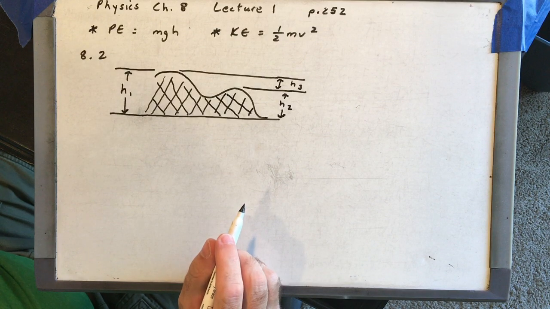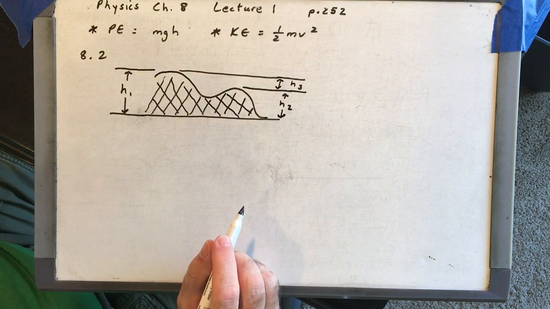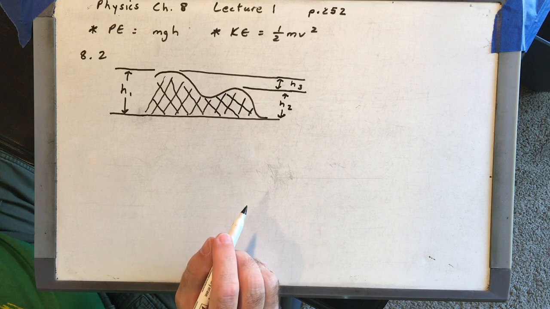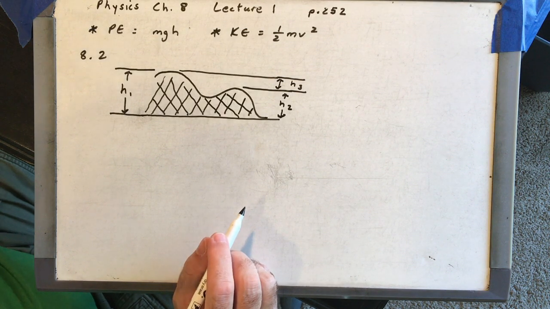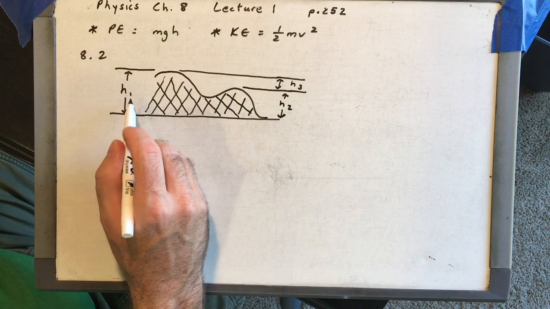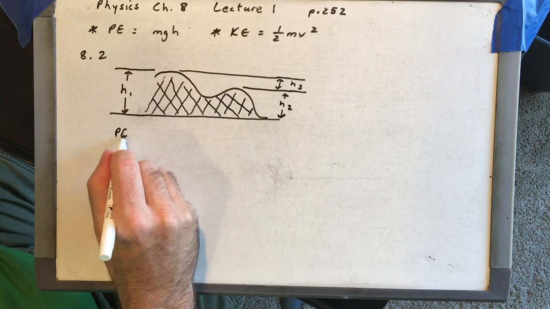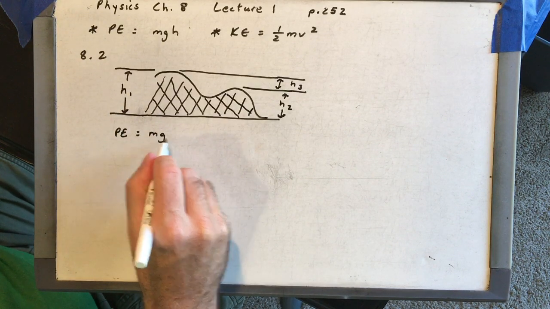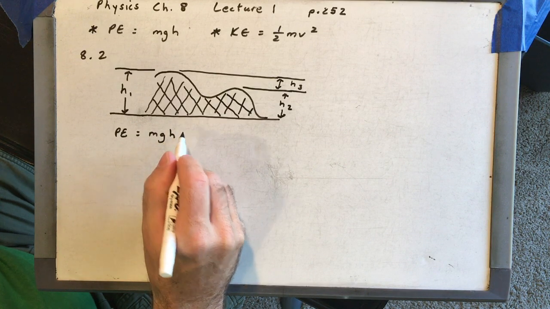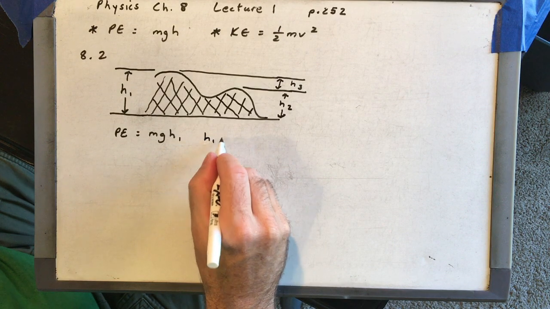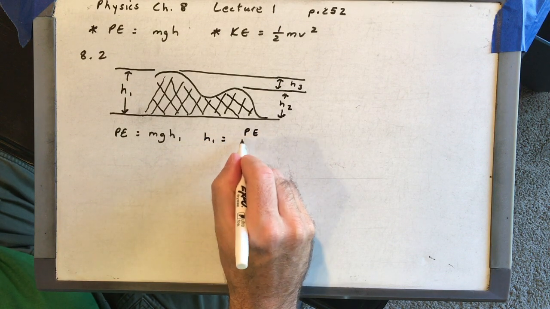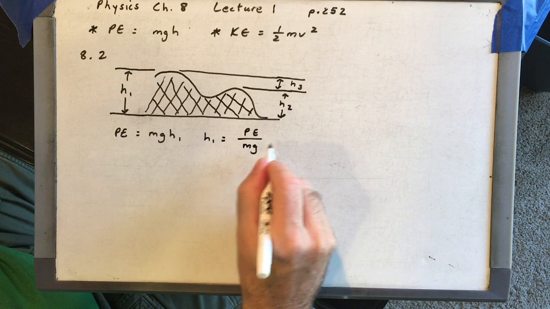Okay, so the first part of the question says, if the potential energy is 7.72 times 10 to the 5th relative to the ground, what are the heights of the two hills? Well, relative to the ground, you would have H1. So potential energy is equal to mass times gravity times H1. Okay, so let's figure out H1. So H1 is going to be potential energy over mass times gravity.